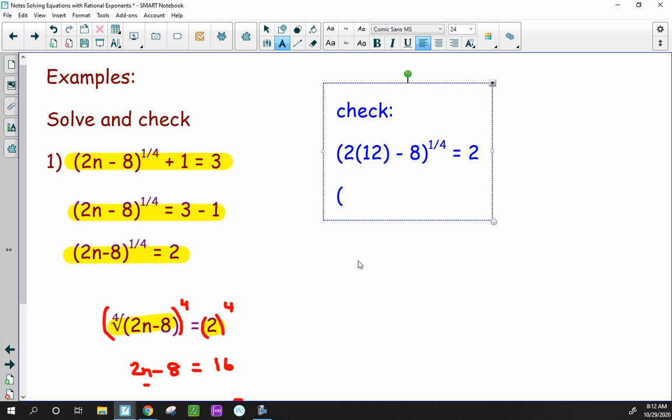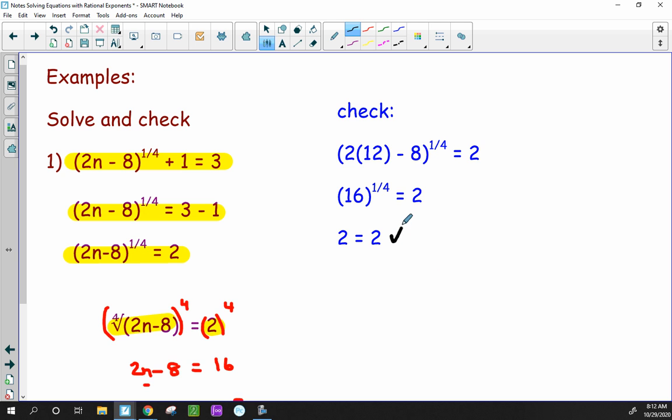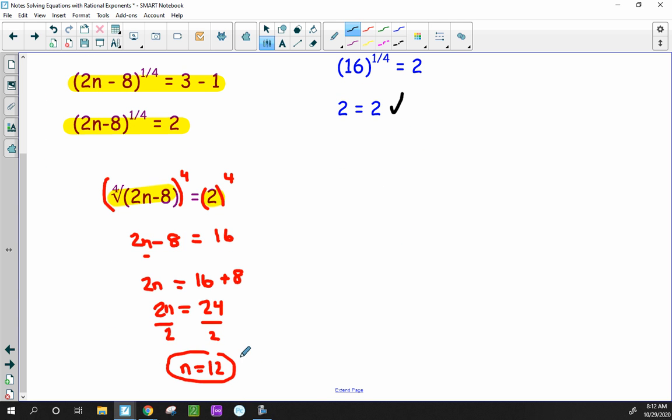Alright, next step. 2 times 12 is 24. 24 minus 8 is 16. Raised to the 1/4 equals 2. And so you can use your calculator on that. 16 to the 1/4 power is the 4th root of 16, which is 2. And since 2 obviously equals itself, then this is just the check showing that my answer down here is correct. So 12 is the solution.